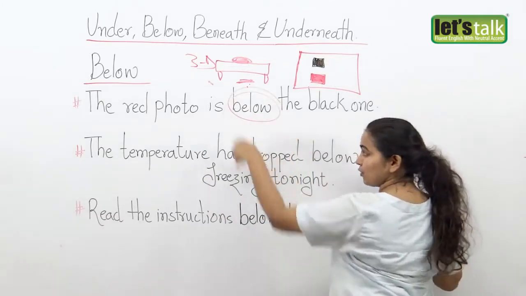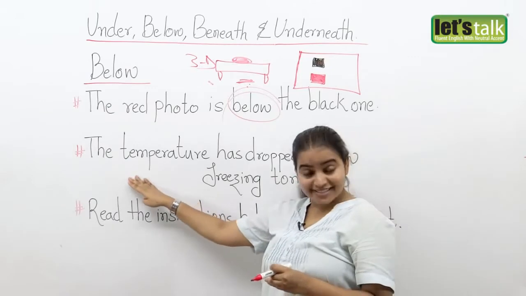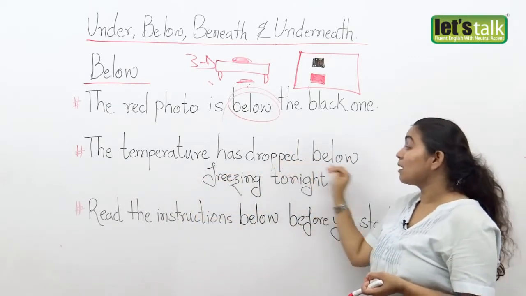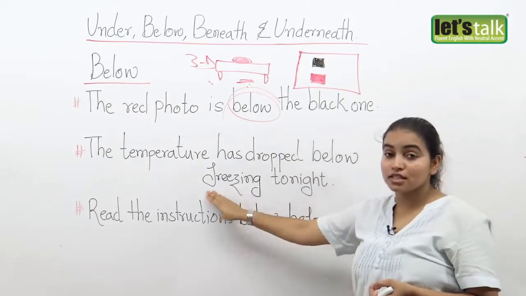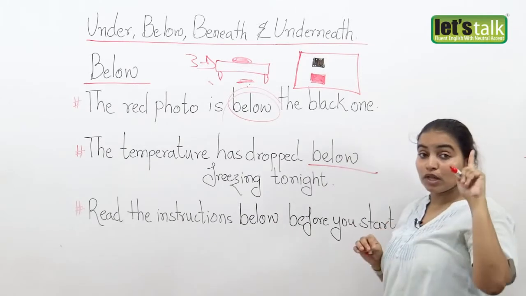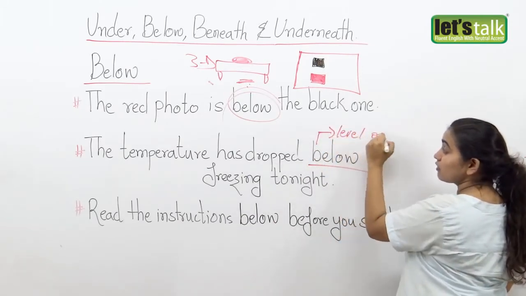Okay, then let's move on to the next sentence, which is the temperature has dropped below freezing point. So here again, I use the word below when I want to talk about the level of temperature.